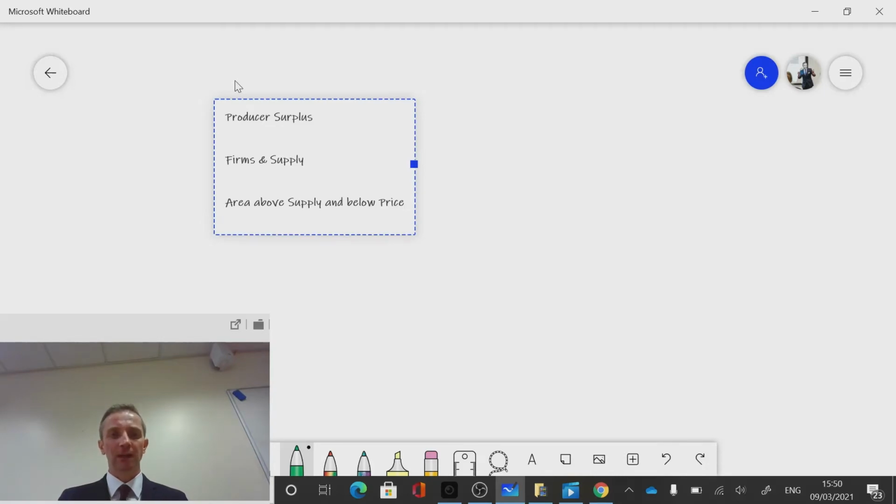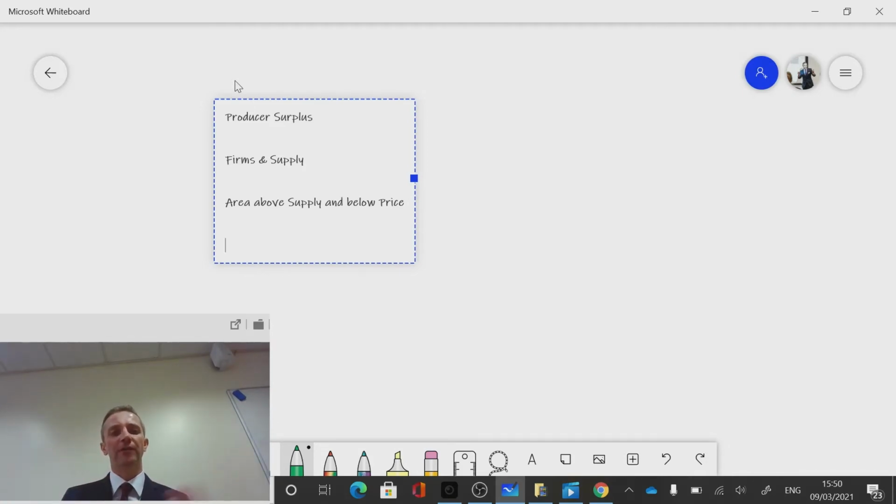But what do we really mean by producer surplus? Well, it's a surplus payment, so that implies that there's some sort of payment over and above the minimum required. And indeed, that is the case. So this is about a payment received by firms, which is over and above the bare minimum that they require to do what? To produce a given good or service.